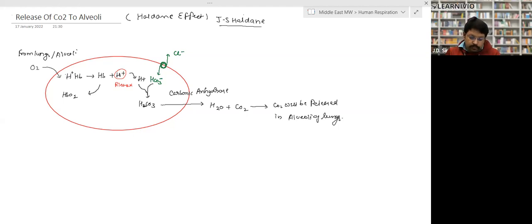Next point. When hemoglobin in the lungs' blood capillaries takes up O2, hydrogen ions are released from it. Full stop.